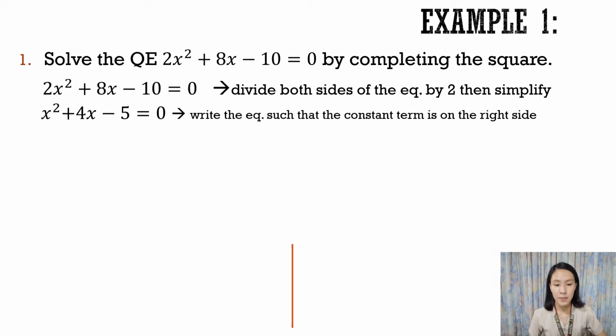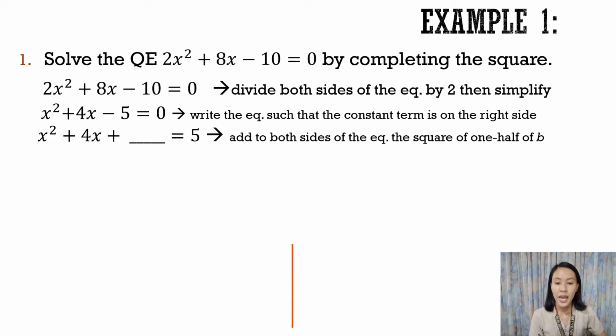The next step is for you to write the equation such that the constant term is on the right side. Our constant term here is negative 5. We need to transpose that to the other side using the addition property of equality. So the form of our equation will now become x squared plus 4x plus blank is equal to 5. For that blank, we need to add to both sides of the equation the square of 1/2 of b.